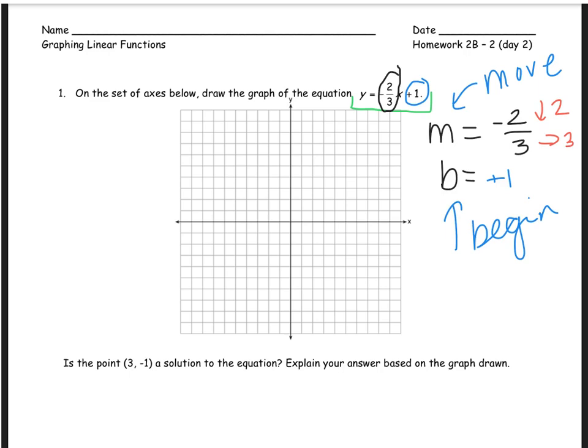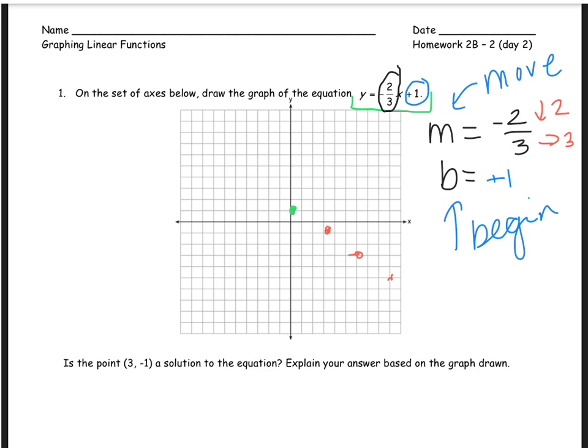So let's get to it. I'm going to start off by graphing my y-intercept on the y-axis. So I'm up here at 1 on the y-axis, and I'm going to follow my slope. I'm going to go down 2/3. Down 2/3. Oops, don't make that line there. Down 2/3. Okay, now that's my right-hand side of my line.